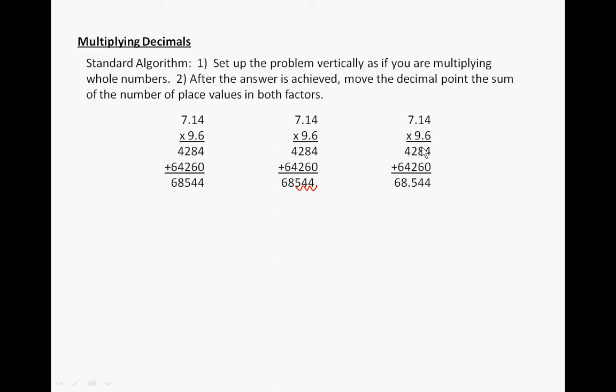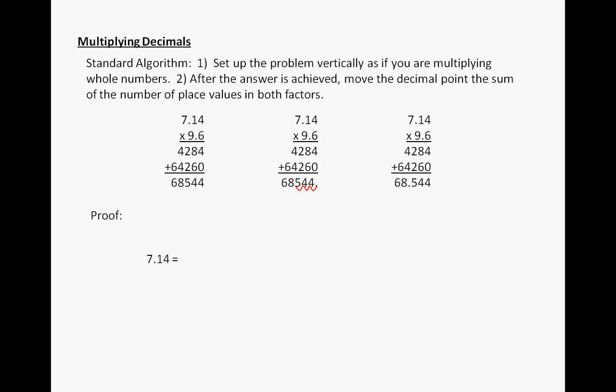which would make sense if you were to round this or estimate it. 7 times 9 is 63, and you have 68. So that would be a reasonable answer. All right, so how does this come about, the algorithm for multiplying decimals? Well, here's the proof.